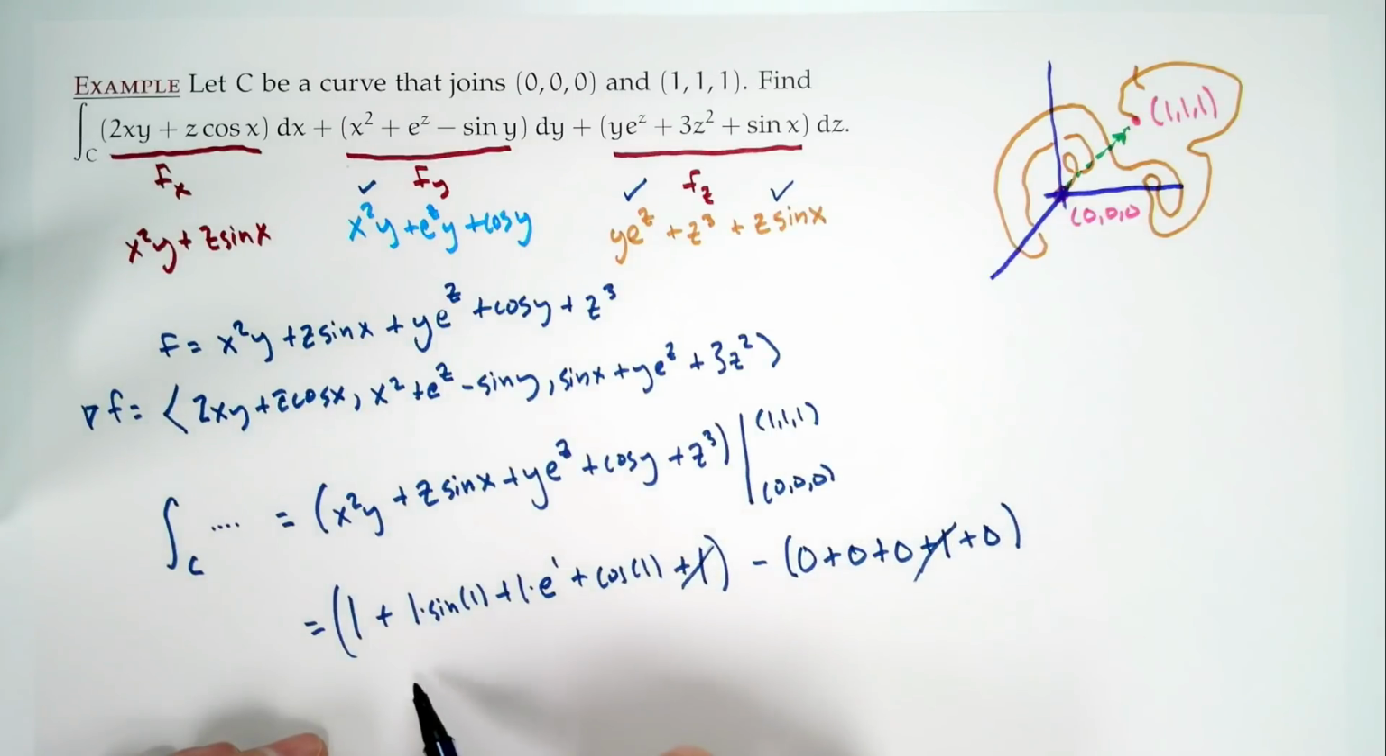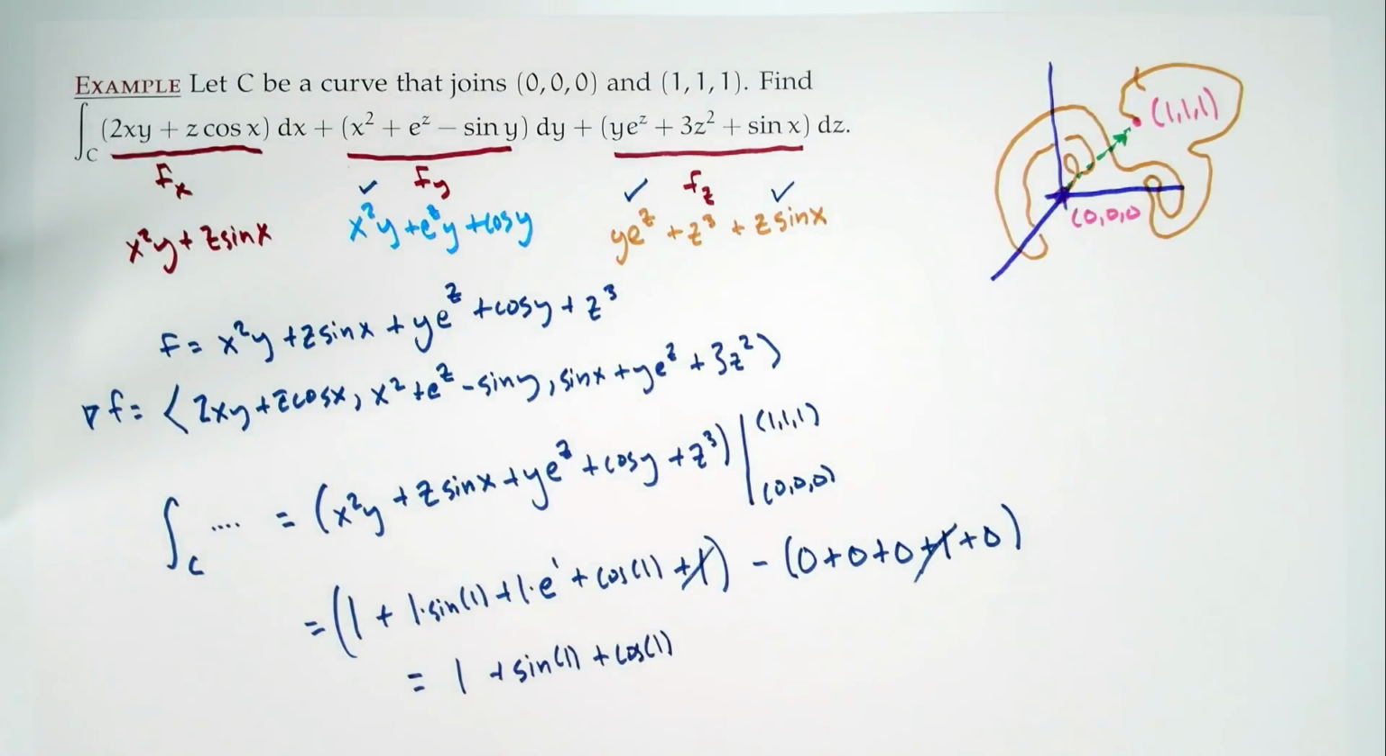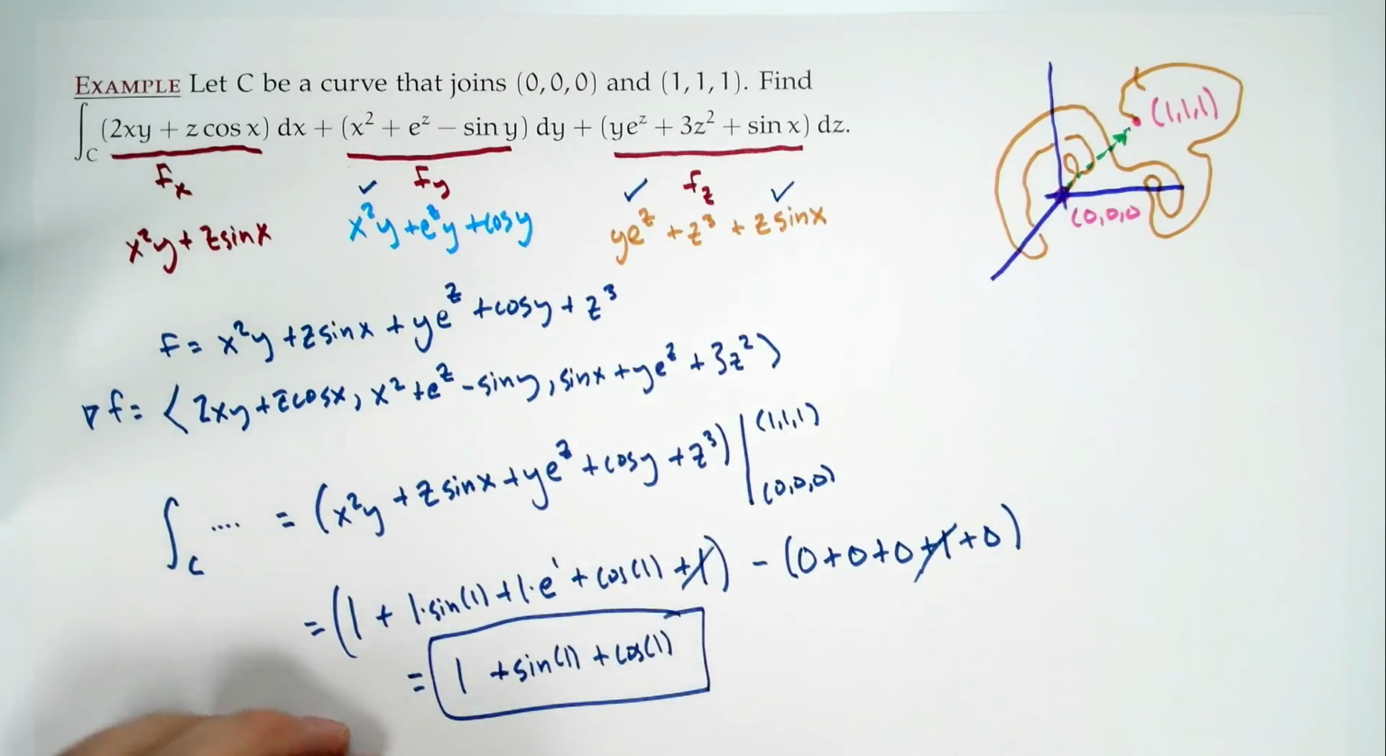So we're left with 1 plus sine of 1 plus cosine of 1. We're like thinking to ourselves, hey, sine of 1 plus cosine of 1, that's sine of 1 plus cosine of 1. Be careful, remember your identities. It's sine squared plus cosine squared that simplifies, but not sine plus cosine. And there we go. There's our answer.